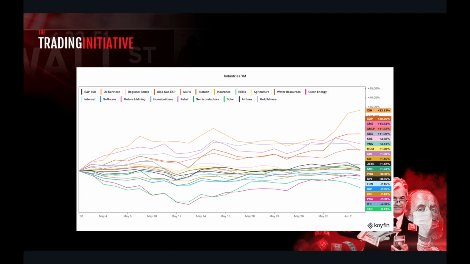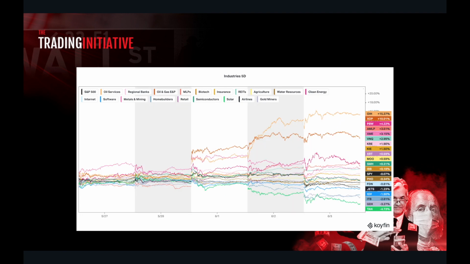So if you're looking to hold something for a couple days to a couple weeks, and you believe Bulkowski's data, you would expect to be looking at the top third of these industries: OIH, XOP, XME, AMLP, GDX, KRE rather, and not TAN, ITB, PBW over the last month.